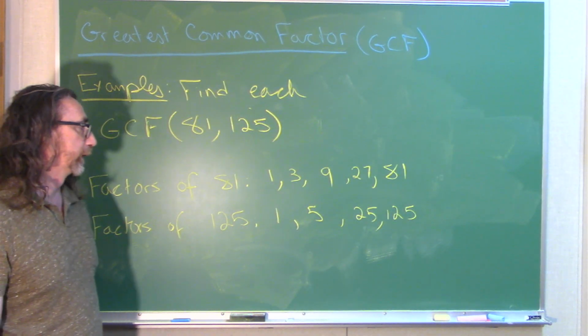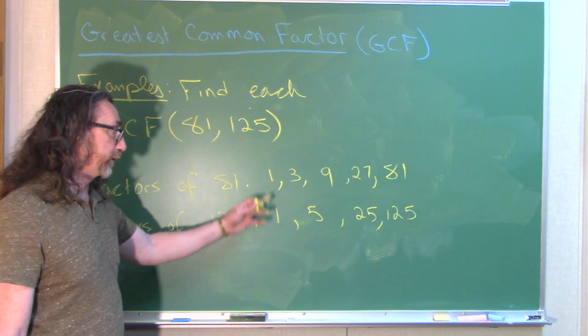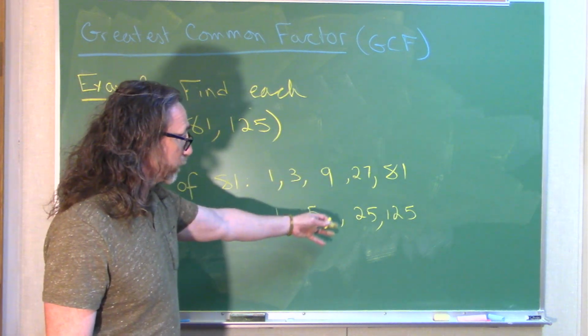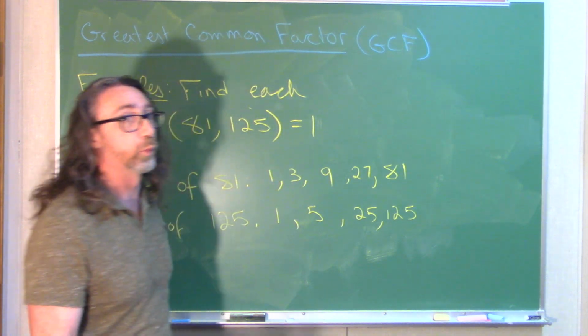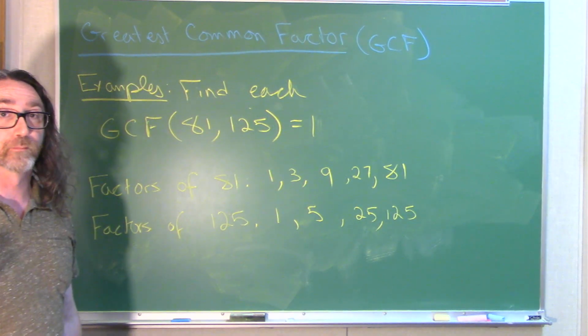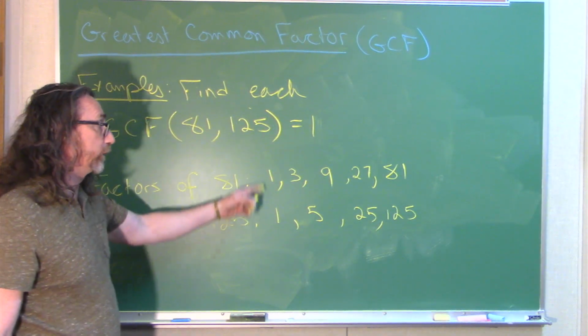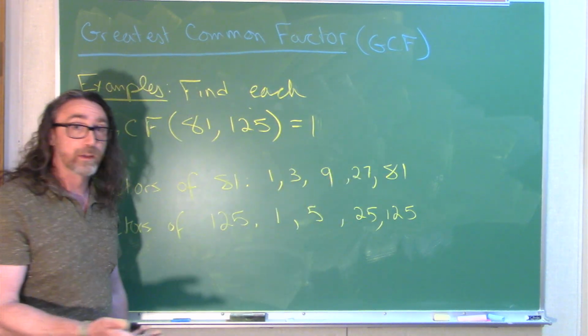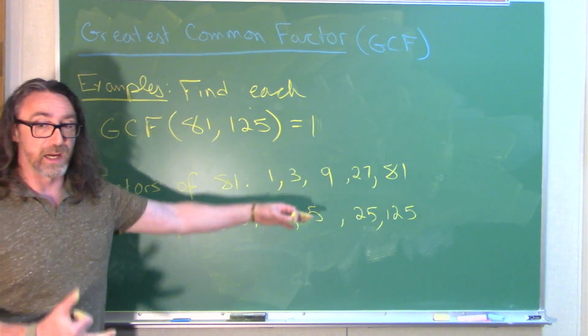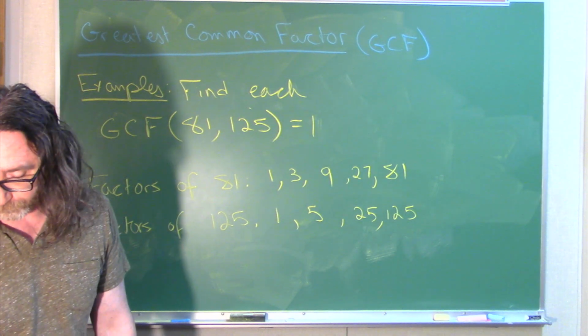Once again, we see that 1 is on this list and there is nothing else in common. So the greatest common factor in this case is 1. Okay. Remember, there will always be 1s on the list. The question is, can we find anything greater? In this case, no. There is nothing greater that is in common to both lists. Okay.